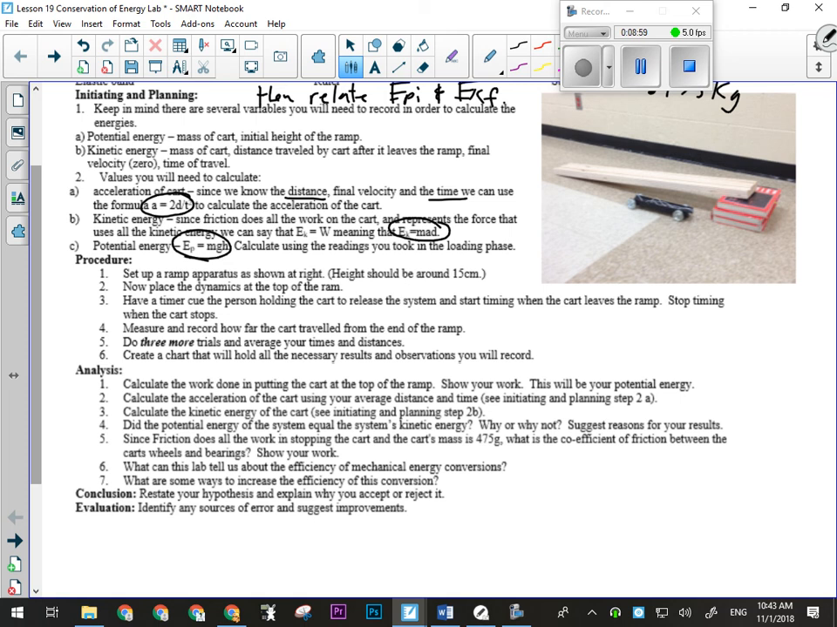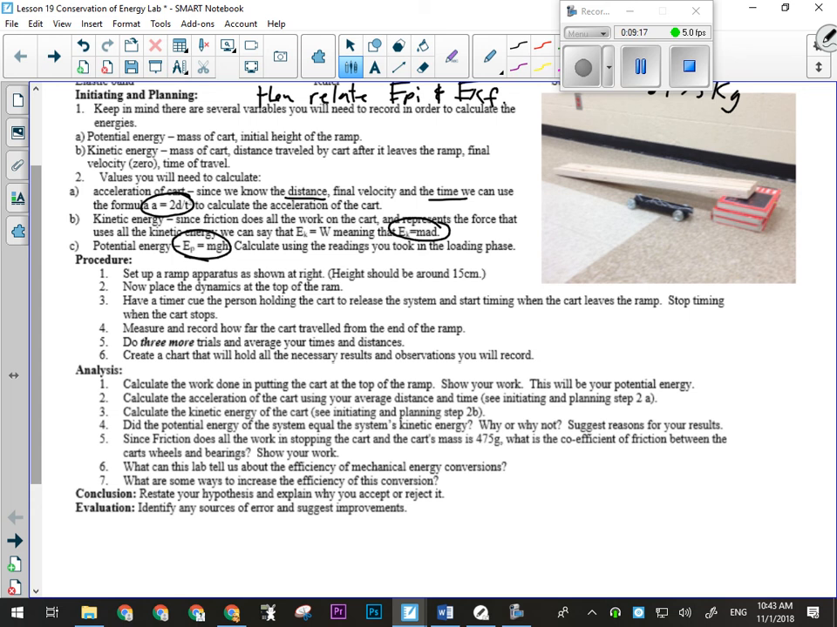So you're going to have that set up. You'll put the cart at the top of the ramp, and then you're going to hand time this. We're not going to use the sensors because they're more trouble than they're worth for this lab. So we're just going to run the cart down the ramp. When do you need to start the timer?